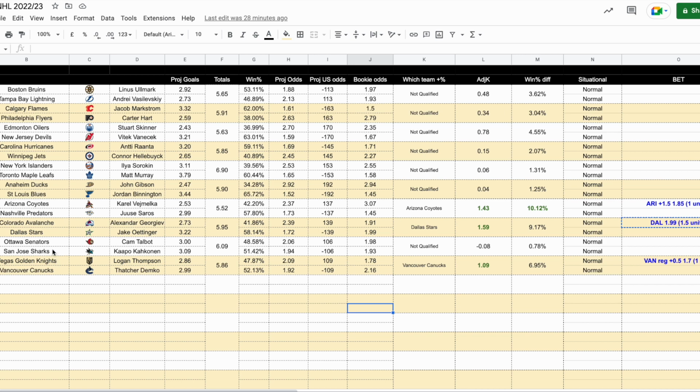Ottawa Senators against San Jose Sharks, Cam Talbot against Kahkonen. Based on my projections, this is an even game. I have San Jose at 51.42% chance to win this game. Of course, I use no-vig projections, because when two teams play, the probability of one team plus the probability of the second team is of course 100%, right? Or 1 if you like.